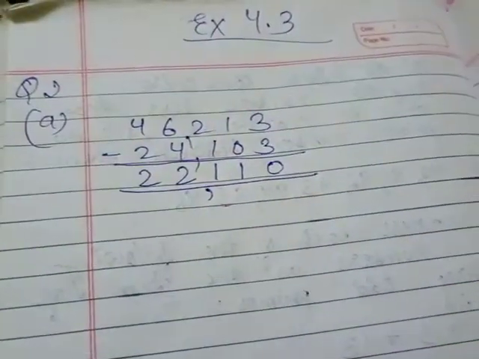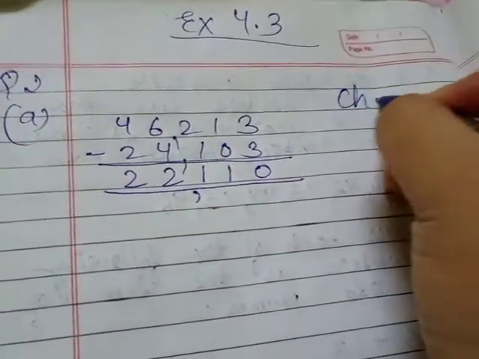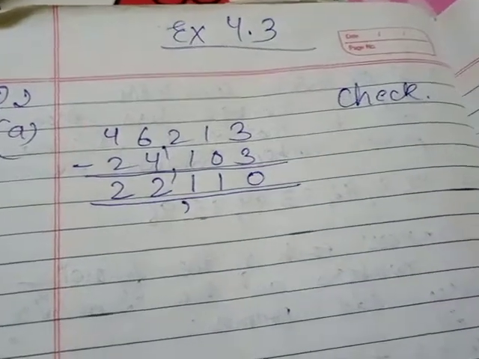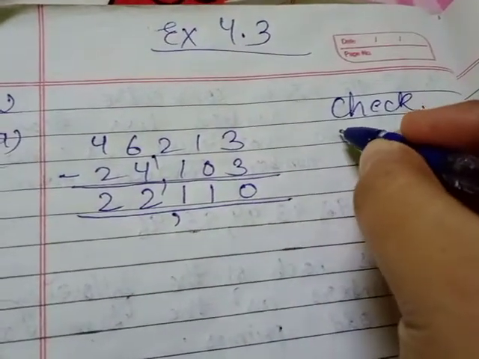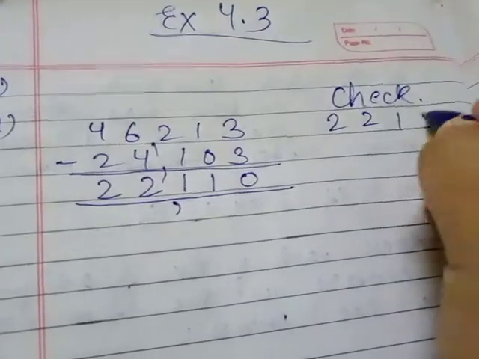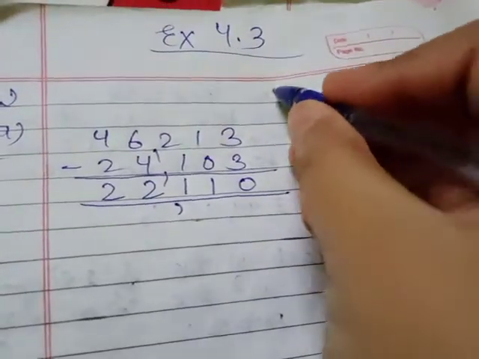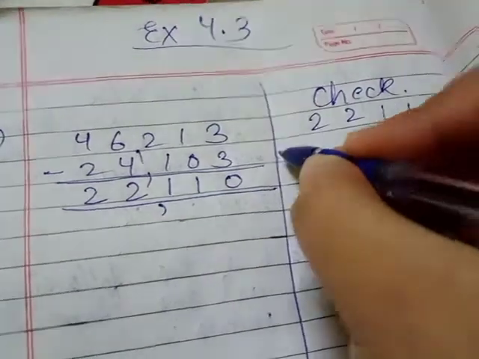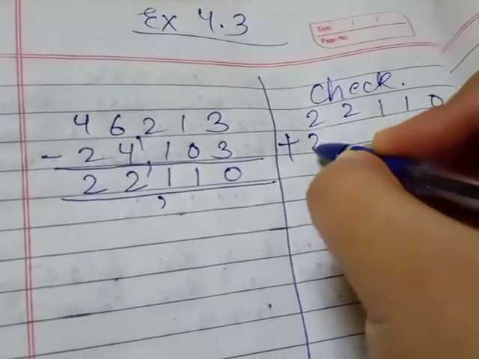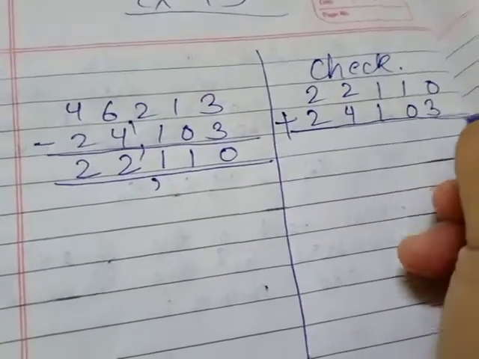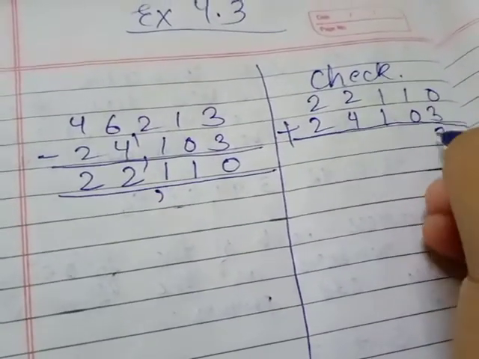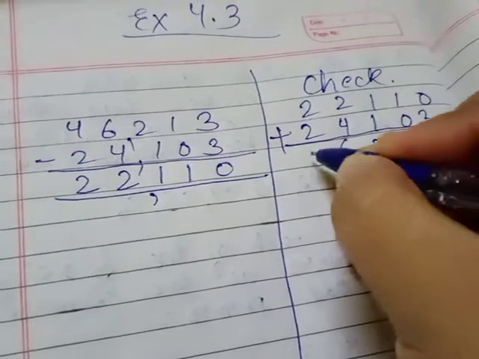Now we have to do check. How to check? We'll write here check. The rule for checking is, I told you that the difference number, that is 22,110, we will add the subtractant. What is the subtractant here? 24,103. 0 plus 3 will be 3, then 1, 2, 6 and 4.